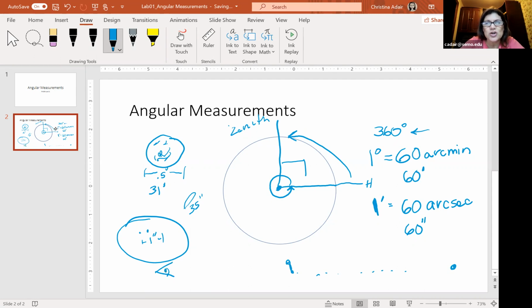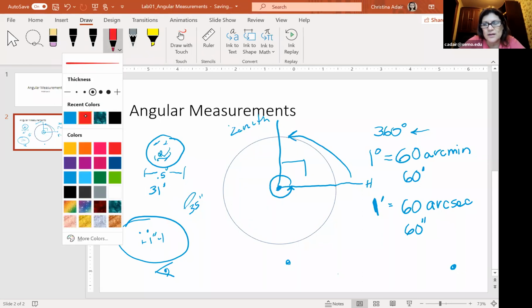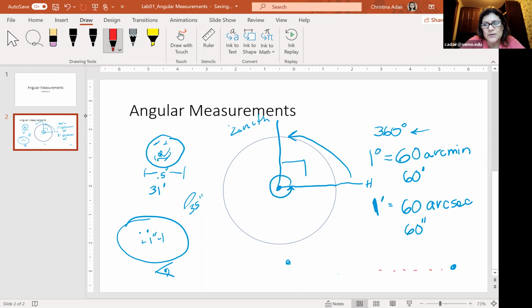They look like they're really far apart, but the way they look to you, really close together. They look like they're about that far apart. It's just a weird thing about the sky. So anyway, that's angular measurements.